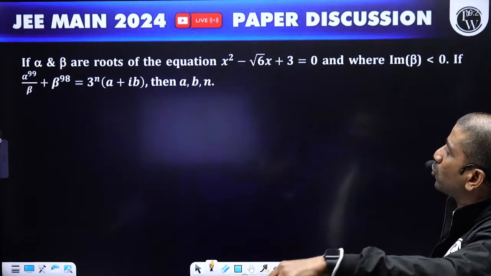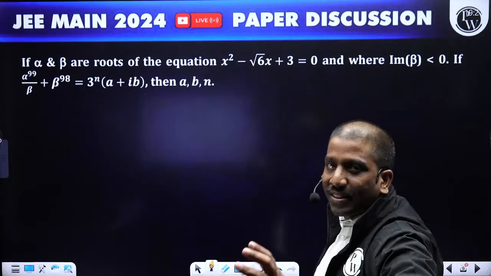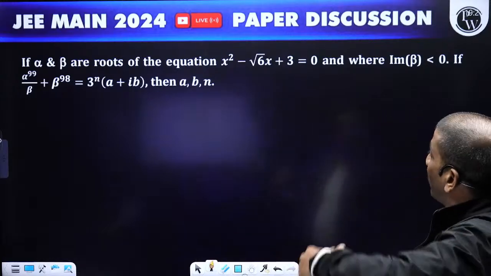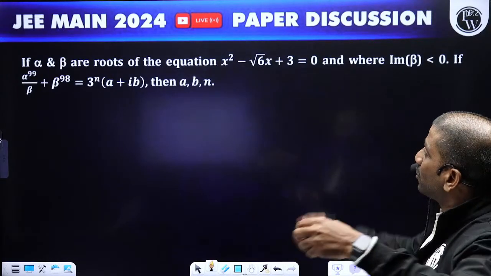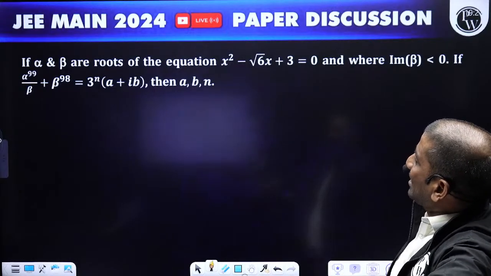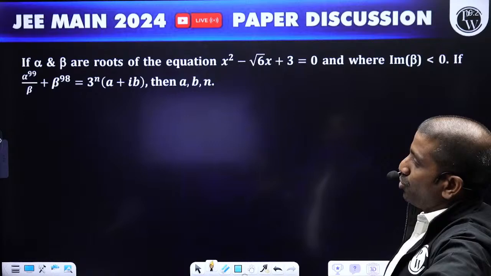Alpha, beta are the roots of the equation x square minus root 6 x plus 3 equal to 0. For the last 4 sessions I have been waiting for such a question. So this time we got it.